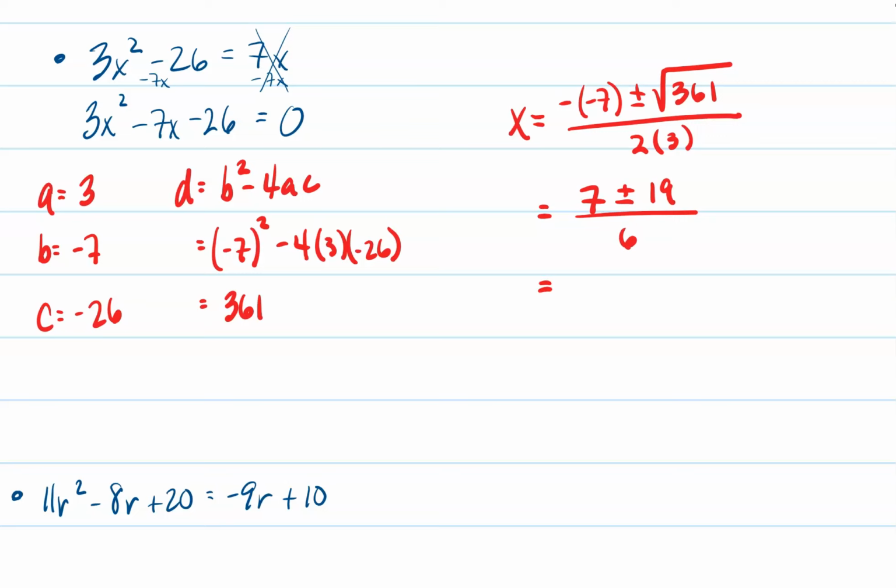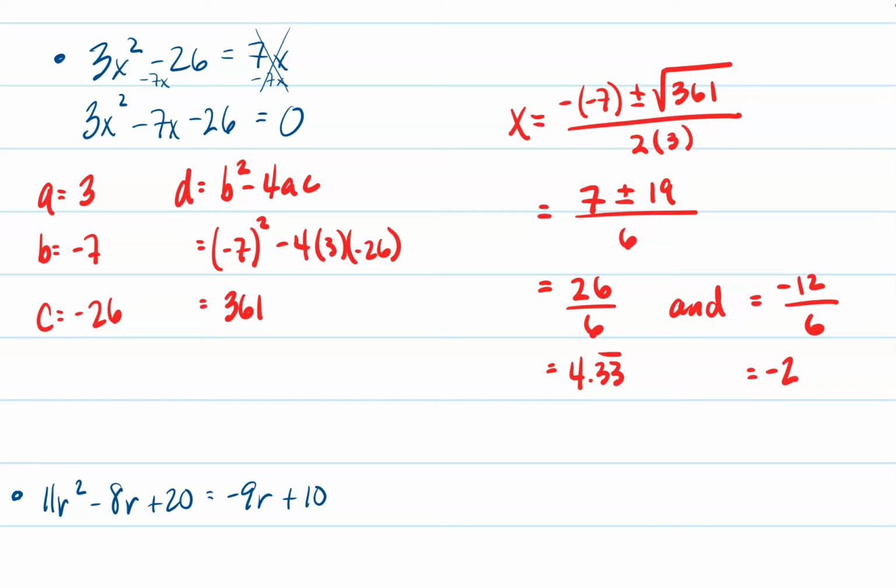Well, 7 plus 19, that's something that we can figure out. That's 26. And 7 minus 19, that's not too bad. That's negative 12 divided by 6. And 26 divided by 6, I think that's going to come out to be a decimal. That's 4 1/3 maybe, so 4.3 repeating. And we also have negative 12 divided by 6 is negative 2. Let's go ahead and check that with the calculator real quick.